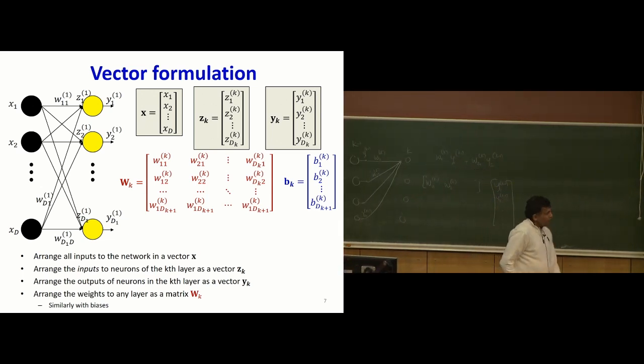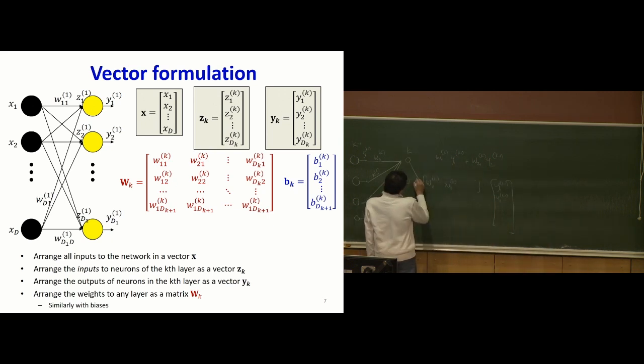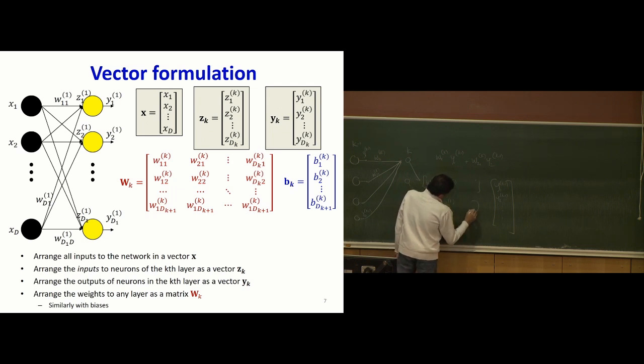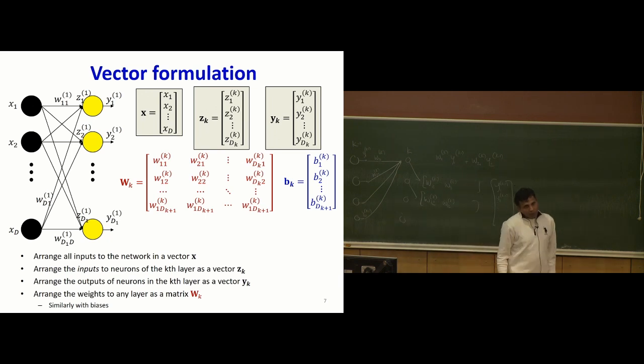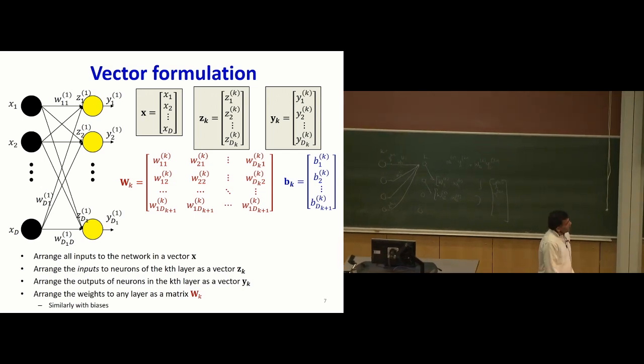And now, for the second term, this is what you had for the first one. For the second term, you'd have W12 of k, W22 of k, and so on. And this vector would multiply this vector to give you the affine combination going into the second neuron. So this entire operation can now be written in matrix form.